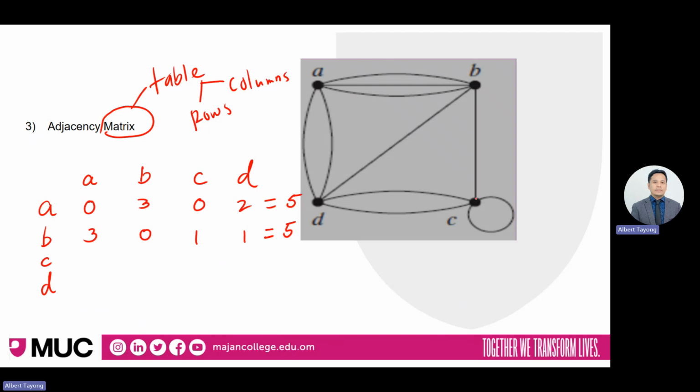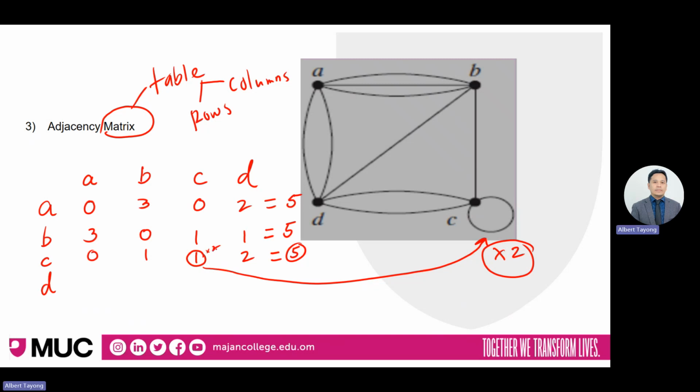Let's look at our C. C to A, there is no line from C to A, so it's 0. From C to B, we have 1. And C to C, we have 1 because we have a loop. And C to D, we have 2. This will also be equal to 5 because our C to C actually will be times 2. Because a loop actually has a degree of 2. So this is times 2 here actually.